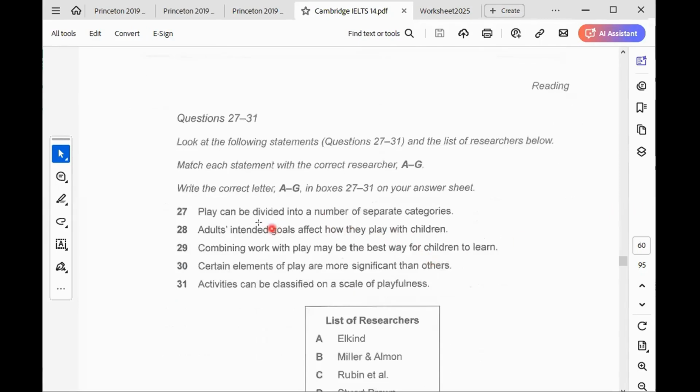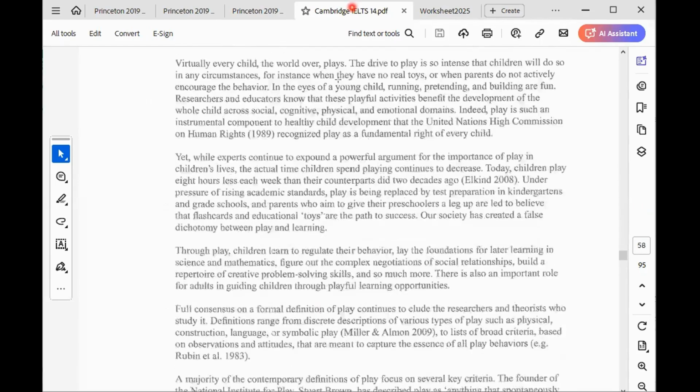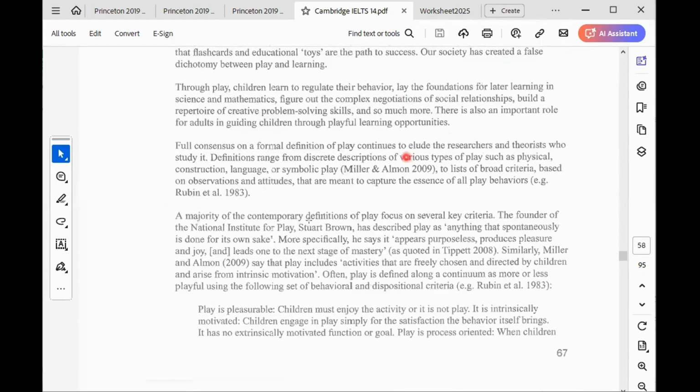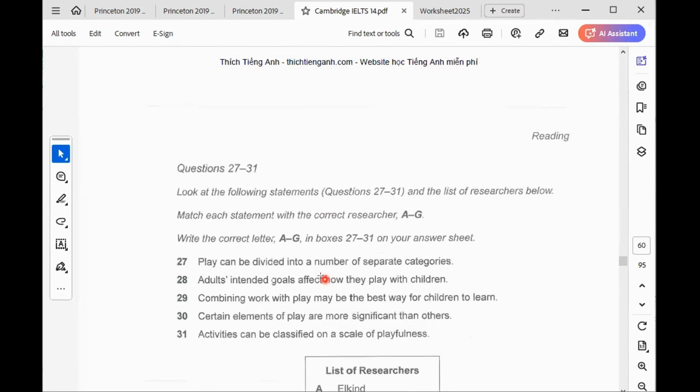So what sounds like that here? Adult, no. Combining, no. Activities can be classified on a scale of playfulness. That doesn't sound like what Stuart Brown said. Stuart Brown said that play is purposeless, produces pleasure. So I don't think that's Stuart Brown. Hold on, this is Rubin et al. Again. Hold on, Miller and Almond. Similarly, Miller and Almond say that play includes activities that are freely chosen, directed by children, and arise from intrinsic motivation. Okay.